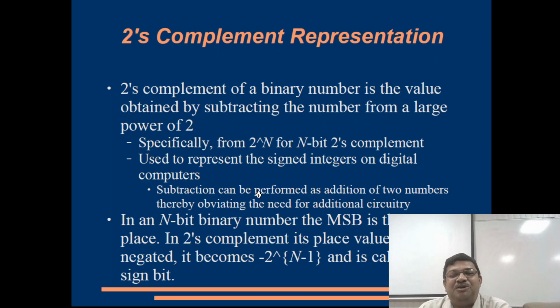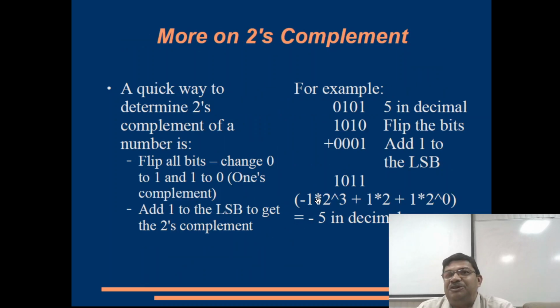In 2's complement, the place value of the MSB is negated. So instead of 2 raised to the power n minus 1, it becomes negative of 2 raised to the power n minus 1. Right? So once you do that, you have this 1 there, and this is negative of 2 raised to the power 3. So this becomes minus 8. Minus 8 plus 3, so that's what you get, minus 5.